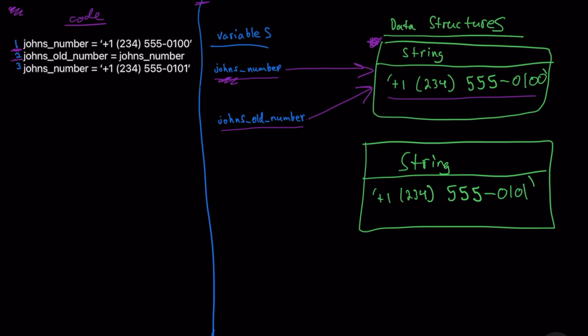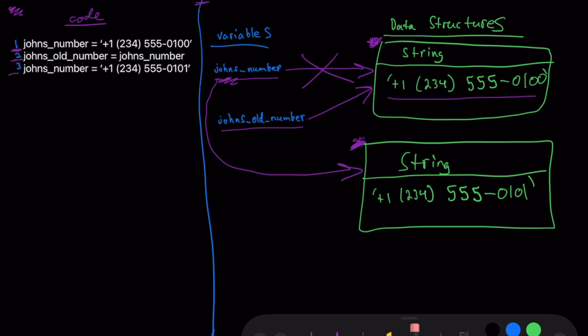Now finally, when we move to line 3, we're saying John's number equals a new string, and that's this guy right here. And when this line executes, two things happen. First, we have a new arrow coming from John's number that refers to this new piece of memory, and we actually kill the old arrow. So John's number has nothing to do with the first string anymore. And this is because variables can only refer to a single piece of memory at one time. So when you set it to a new piece of memory, like we do right here, the old connection doesn't exist anymore.